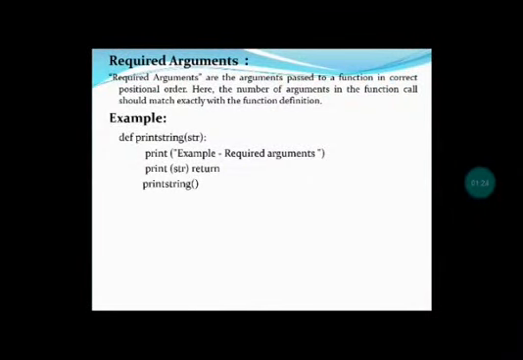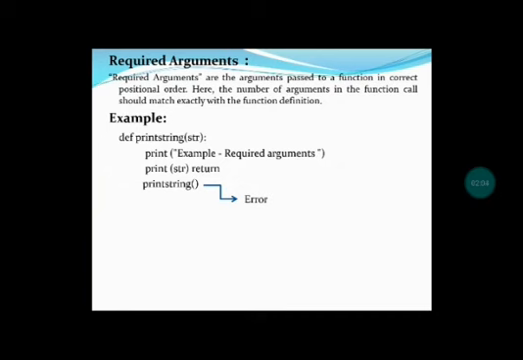In this example we are printing the information, that is, example required arguments. The first line of this example is def print string of str. For str we have to send the information. We have called the function name print string at the end of the example, but inside the print string we have not given any argument. So that will be an error. It will not give the result. It will show the error.